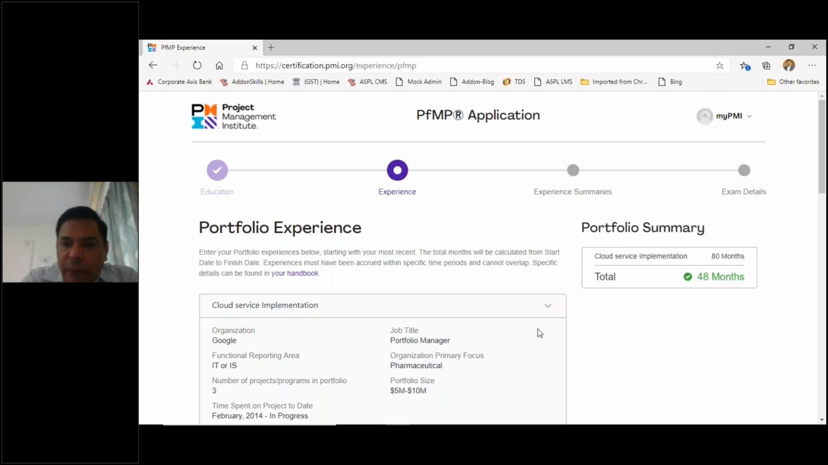I will give you my feedback. I will enable the track change mode, so that you can accept or reject the changes recommended. We will jointly discuss again. It may take 3 or 4 iterations, or for some applications it may be approved in the first iteration. Only once I approve your application will you start filing the application online and then submit. So friends, that's all I have in this particular PfMP application session.